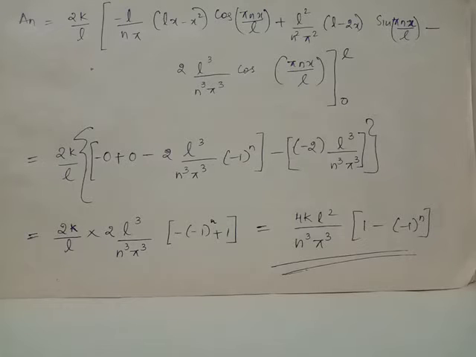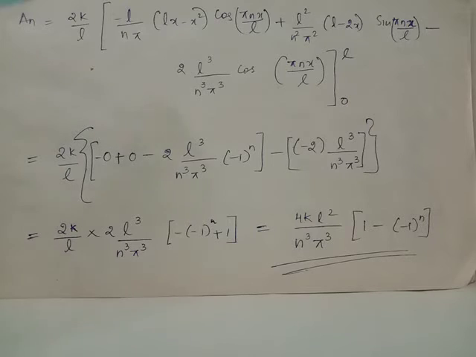Thus we get an equals 2k by L multiplied to negative L by n pi into (Lx minus x square) into cos(pi n x by L) plus L square by n square pi square into (L minus 2x) multiplied to sin(pi n x by L) minus 2 times L cube by n cube pi cube multiplied to cos(pi n x by L). Now we will apply upper and lower limits.